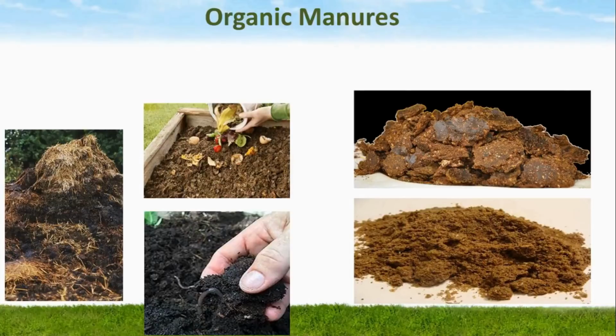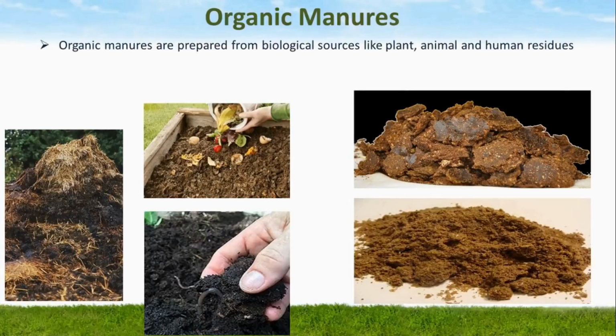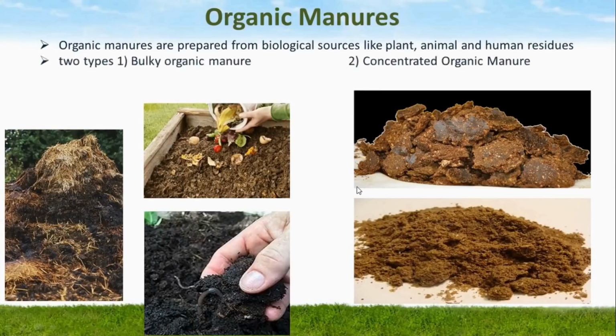Next component is organic manures. Organic manures are prepared from biological sources like plant, animal, and human residues. Organic manures add organic matter and other nutrients in soil which results into enhanced crop growth and soil productivity. Organic manures also increase beneficial soil microorganisms and their activities and thus increase the availability of major and minor plant nutrients. Organic manures can be divided into 2 types.